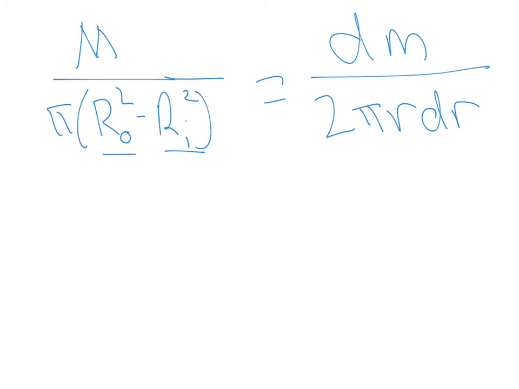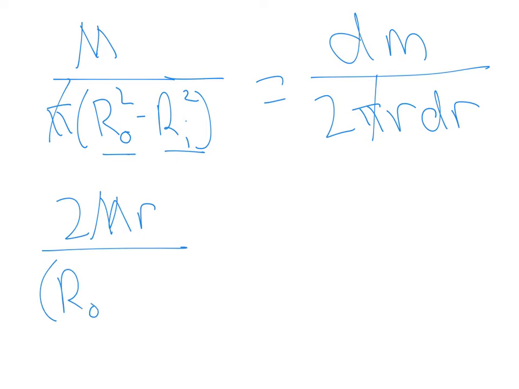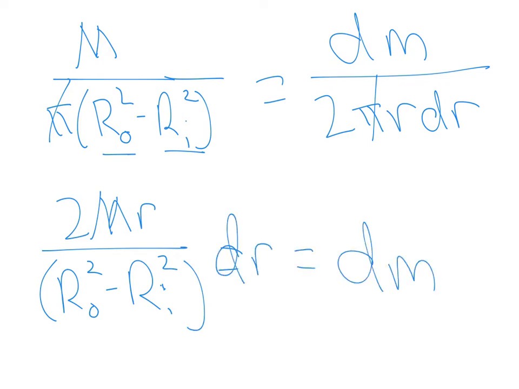Okay, so from here, what we're trying to do is we're going to solve for dm in terms of dr, because that's ultimately what we want. We want to try and get our differential piece, our differential mass, in terms of a spatial element, a differential radius. So let's just cancel stuff out. Pi's cancel. And that's it. Okay, so we have 2 mass times r over r outer squared minus r inner squared, and that is, dr is equal to dm.